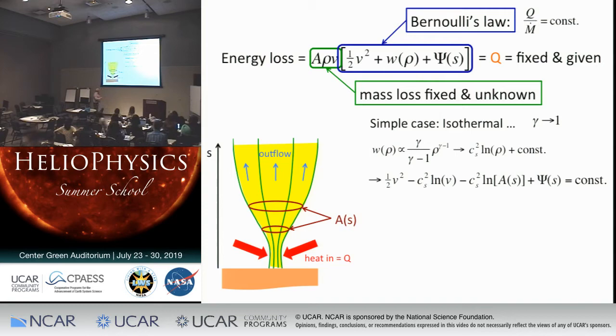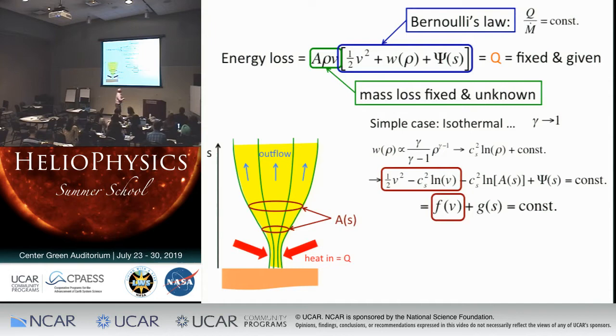And then if you just write this whole thing down and use the fact that this is a constant, you actually find out that what has to be a constant involves the square of the velocity, the natural log of the velocity, and the natural log of the cross-sectional area and this thing here. Finally, you can say, well, this involves only velocity. This is just some function of velocity, and this is only a function of position. So you have a function of velocity plus a function of position must be constant. And while there's still some math to be done, you can sort of smell how this is going to work. We're just going to basically have to invert one of these functions, or we're going to graph them, which is a much better way, in my opinion.